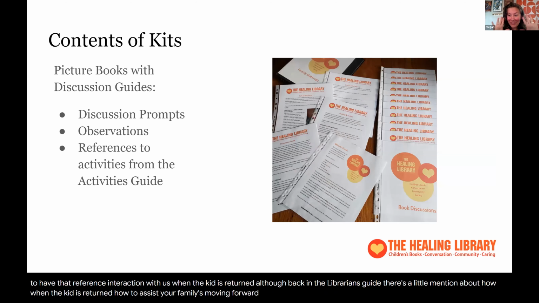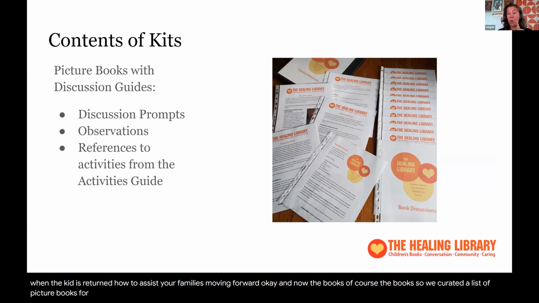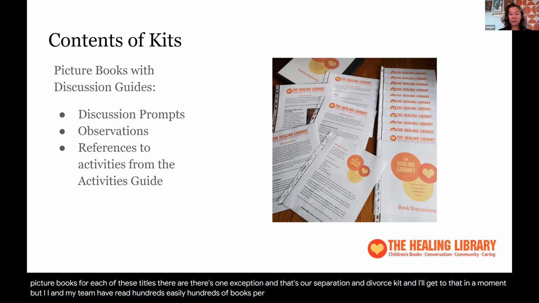Okay, and now the books, of course, the books. So we curated a list of picture books for each of these titles. There's one exception, and that's our separation and divorce kit, and I'll get to that in a moment. But I and my team have read easily hundreds of books per kit to really pare down to the best of what's available in the sense of diversity.